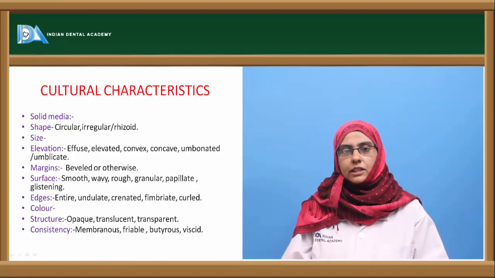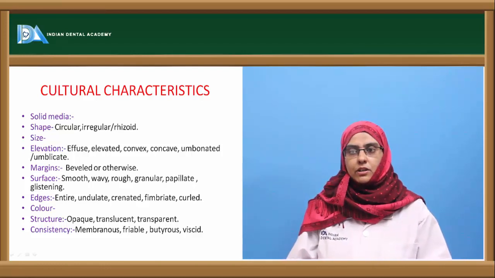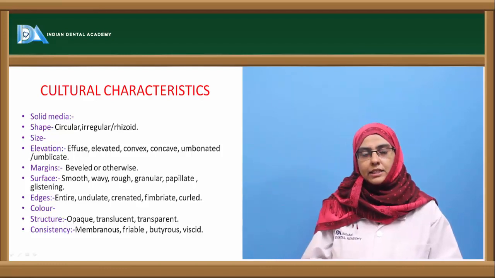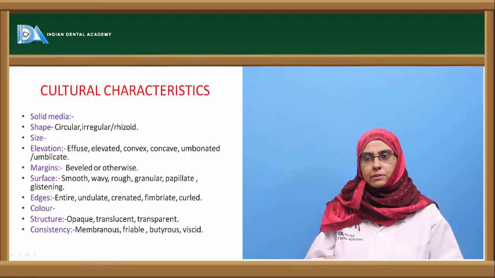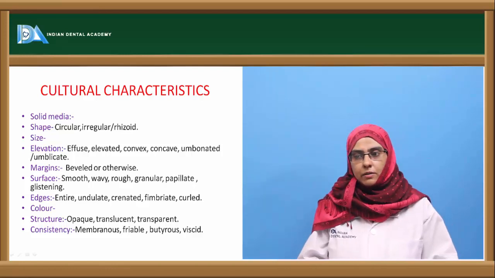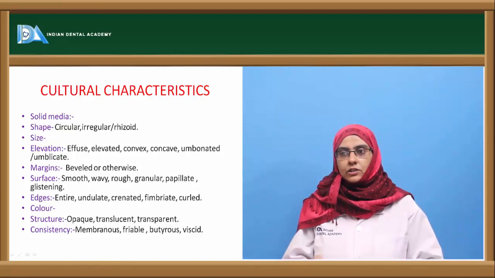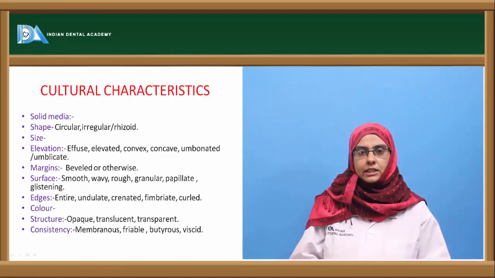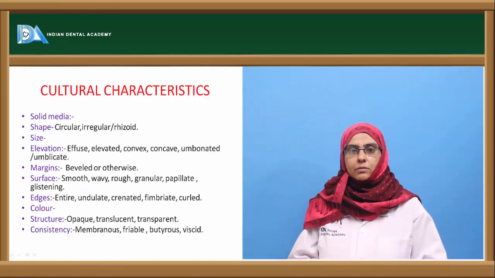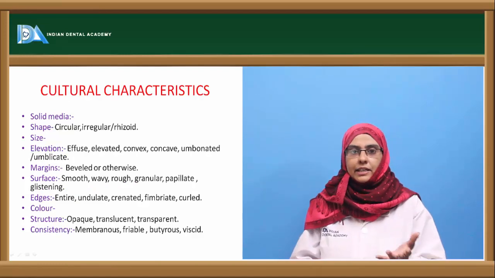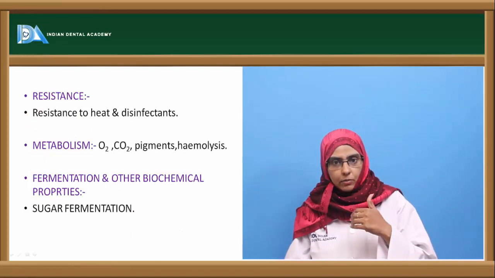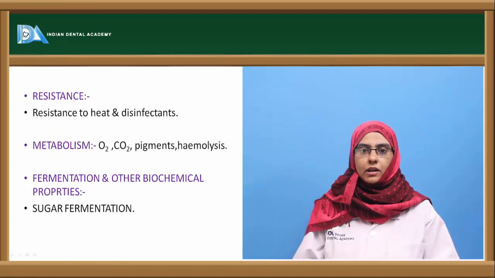Structure of the colony, that is whether it is opaque, translucent or transparent. And coming to the consistency, you can know whether it is membranous, friable, butyrous or viscid. So these are the colony characteristics that help us identify the organism only by seeing the colonies on the plate, but that is not the final identification. You have to go further to identify the organism.